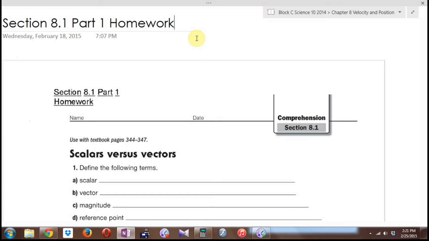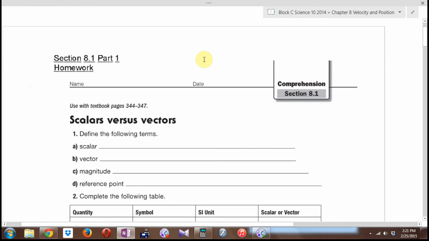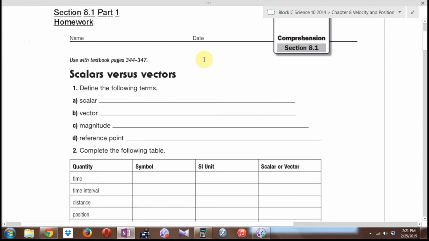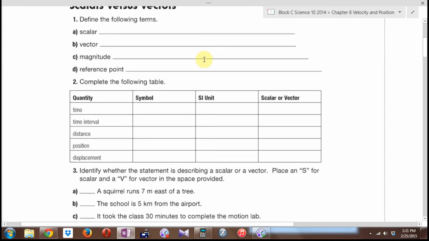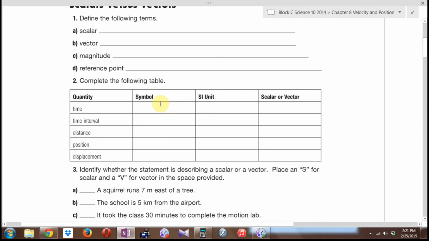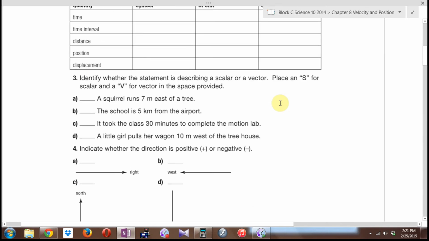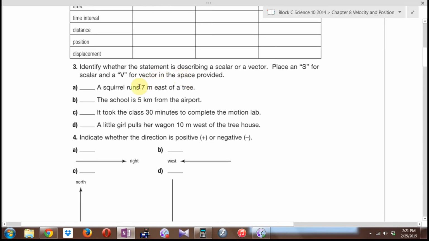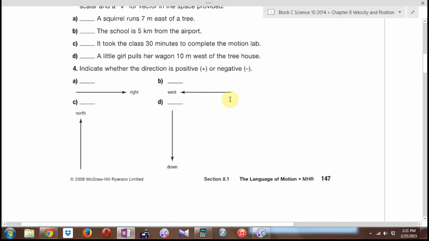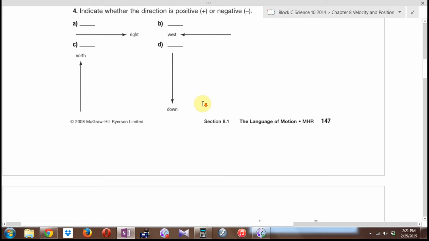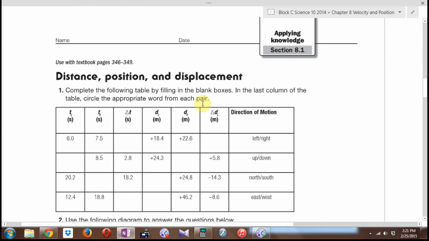Here we go. Second handout. You guys got lots of time, okay? Is 8.1 part 1. So define the following terms. Complete the table. So the symbol, the unit, scalar, or vector. You can use capital S for scalar, capital V for vector. State whether they're scalar or vectors there. Indicate whether the direction is negative or positive. I hope that goes pretty quick. Turn the page, or next page over.